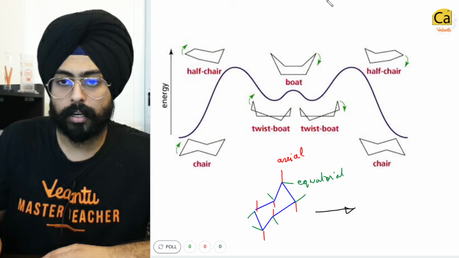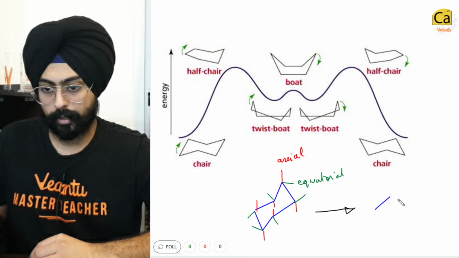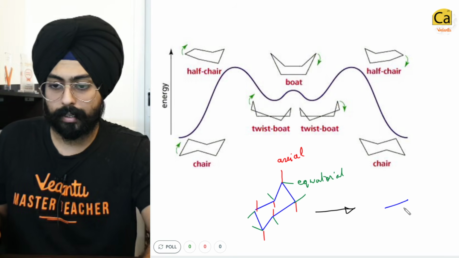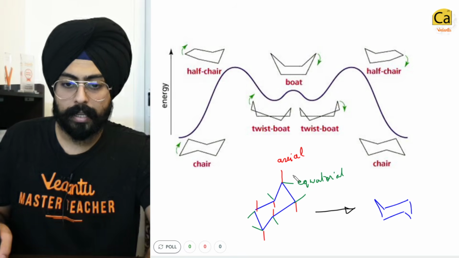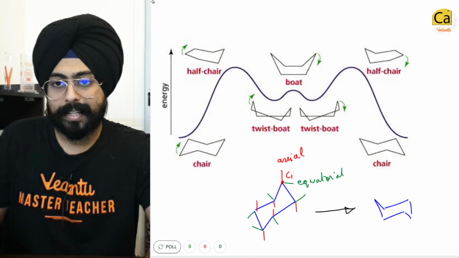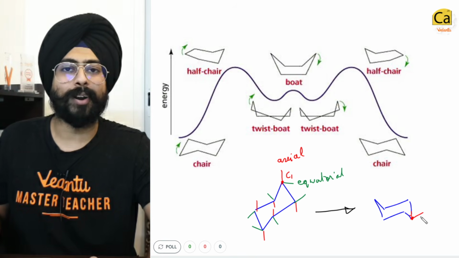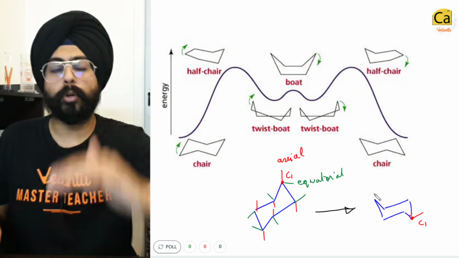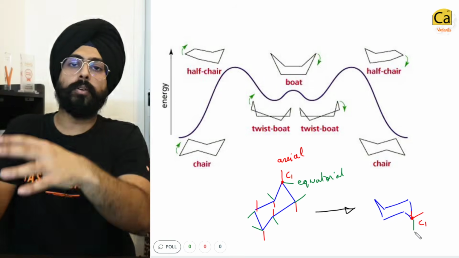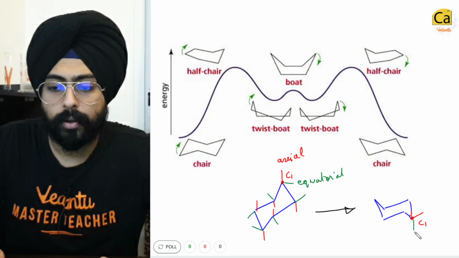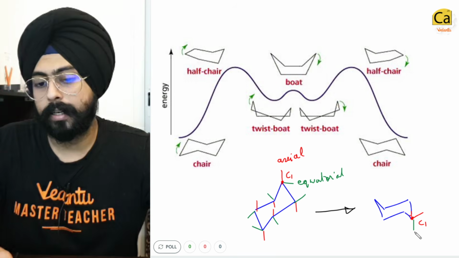Okay, so what it might look like if I try to do the ring flip. Okay, I'll try to do a ring flip over here in case you want me to do that. Okay, if this is the ring flip that has happened, if this is carbon number 1, the axial bond, which was the red colored bond, will now become the equatorial bond. And the equatorial bond, which is green colored, will now become an axial bond. So axial switch to equatorial, equatorial bonds switch to axial when a ring flip occurs. Okay, fine, cool, awesome, great.